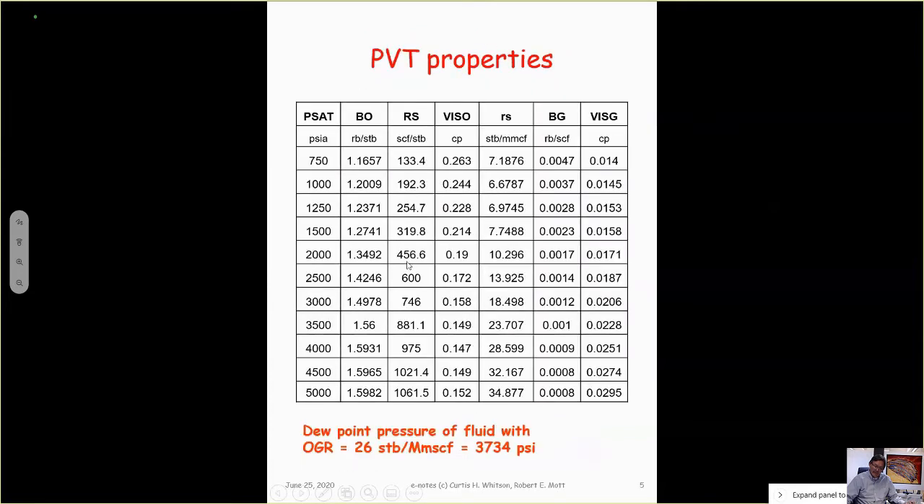These are the Blackwell PVT properties. Dew point pressure of the fluid is 3734. Let's see, the RS and BO, are they monotonic or not? 156, 59, 5965, yeah. So the BO is monotonic barely, and the RS is monotonic.